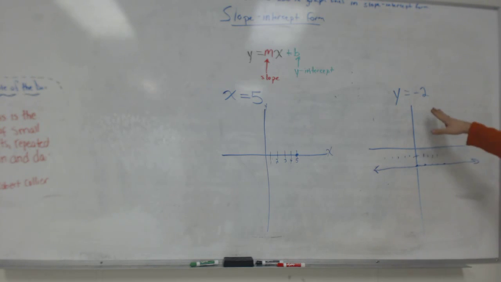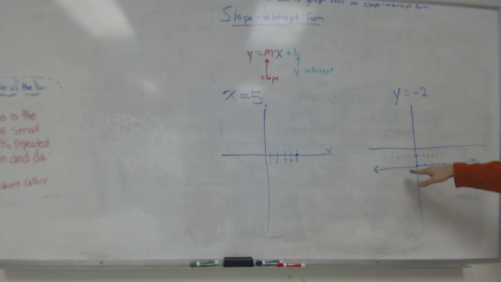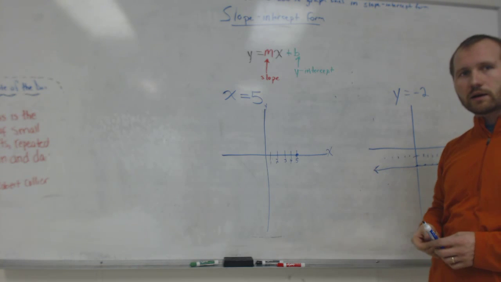Use what we just did to graph this. Think about it: y is always negative 2 here, right? It never goes up or down. It always stays negative 2 on this graph. And we go 5 more.